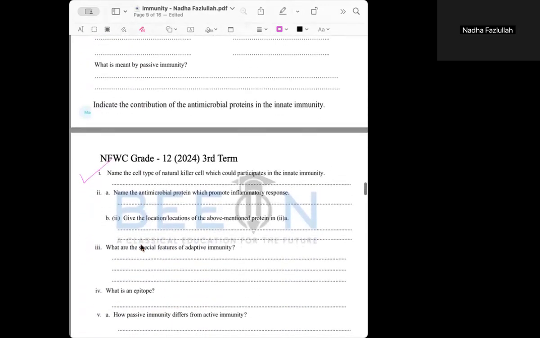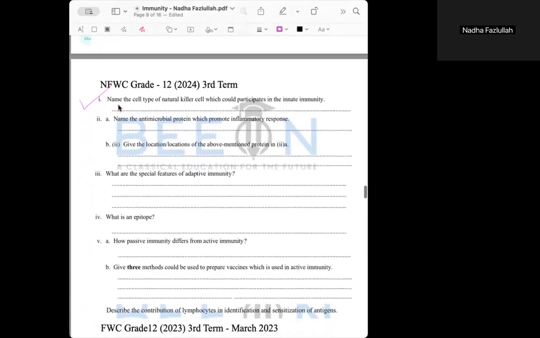Then in the next page, 2024 third term, the first question is about natural killer cell. I want you all to mark it so that you can do it together. I can give you some time so you can try them. 2024 third term, the cell type of natural killer cell.